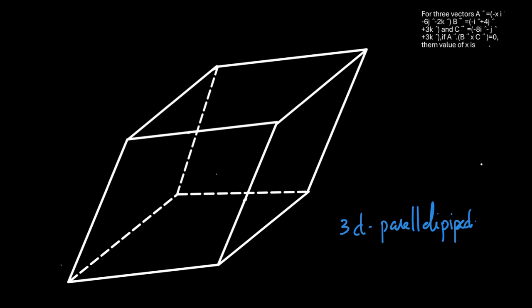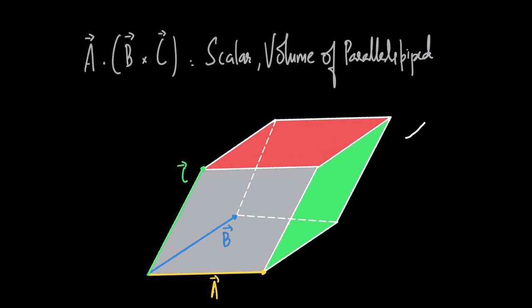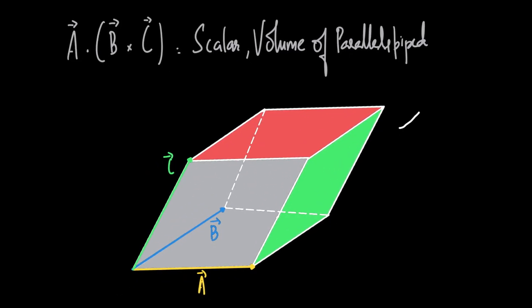Okay. And what do we mean by the phrase scalar volume of the parallelepiped? It means that when three vectors, vector A, vector B, and vector C, are arranged as the adjacent sides of a parallelepiped, then A dot B cross C gives the volume of this parallelepiped.